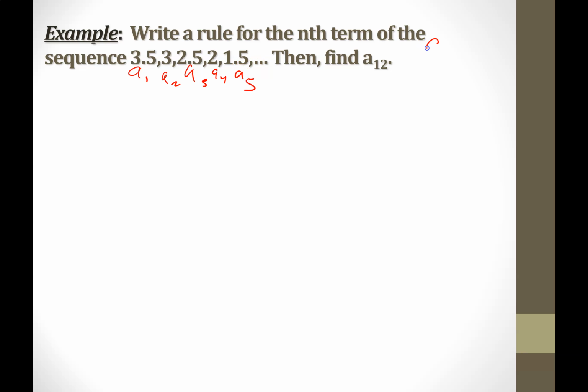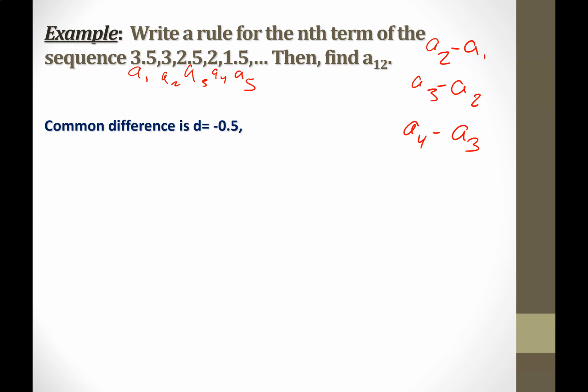Remember, it is a sub 2 minus a sub 1, a sub 3 minus a sub 2, a sub 4 minus a sub 3, etc. So don't forget about that, okay? And so when you do that, you should have a common difference of negative 0.5.